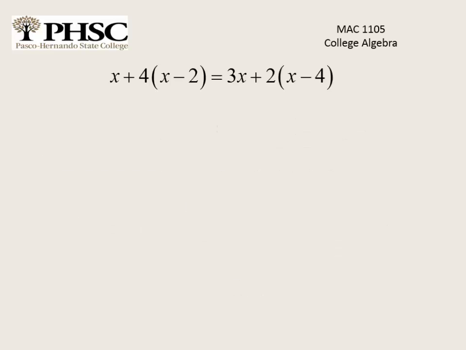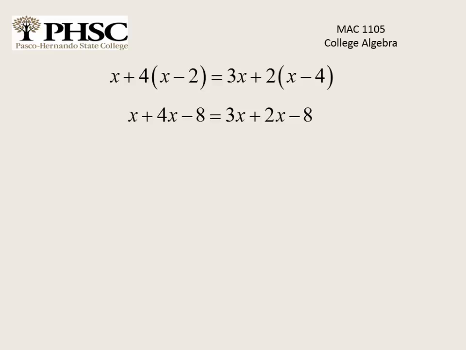So here we have another linear equation: x plus 4 times (x minus 2) equals 3x plus 2 times (x minus 4). The first thing that we're going to do is go ahead and do the distributive property. So we do 4 times x, which is 4x, and 4 times negative 2, which is negative 8. And then 2 times x, which is 2x, and 2 times negative 4, which is negative 8.